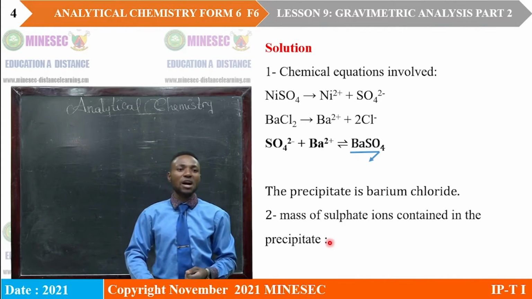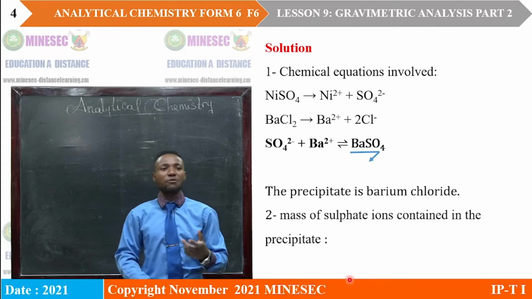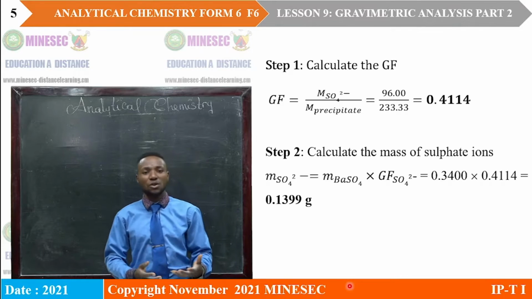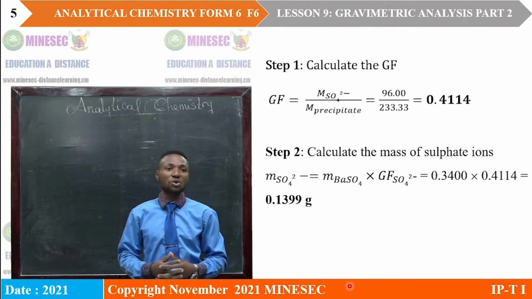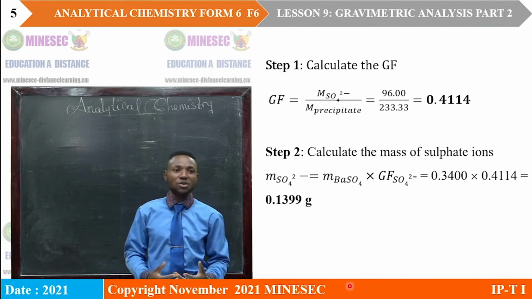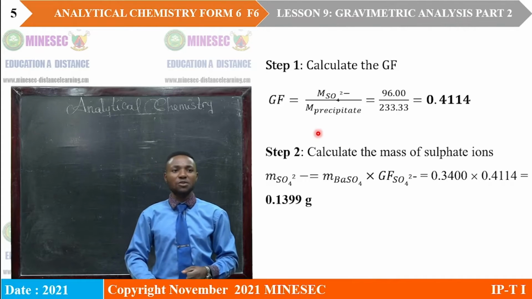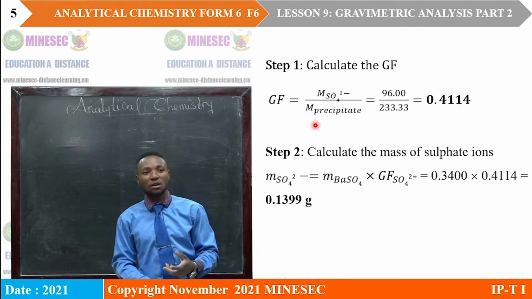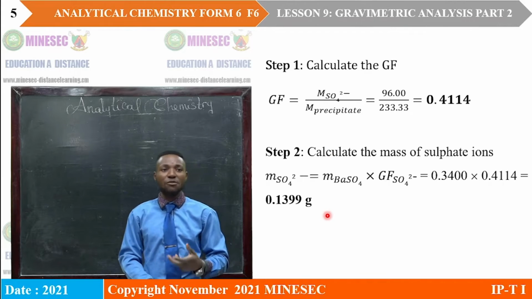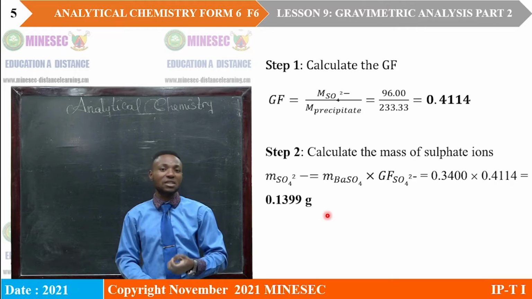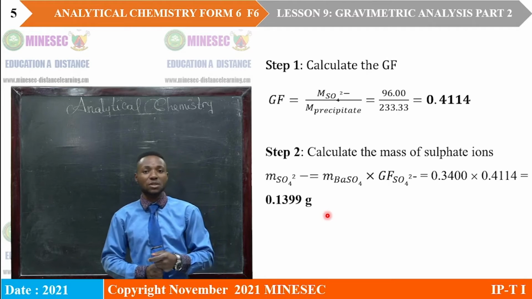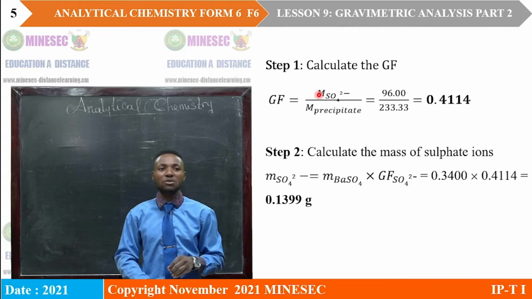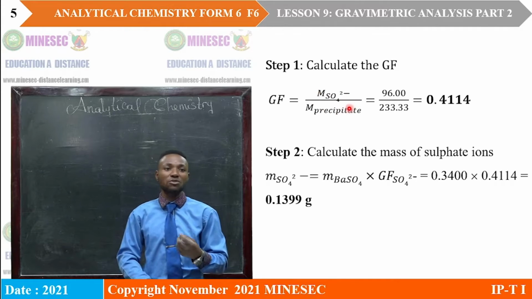The next one, they have asked us to calculate the mass of sulfate ion contained in the precipitate. Of course, we know that the first thing we need to do is to calculate the gravimetric factor. Now, the gravimetric factor here is the molar mass of the sulfate ion divided by the molar mass of the precipitate. And remember, we said that the precipitate is barium sulfate. And in barium sulfate, how many molecules of sulfate ion do we have?